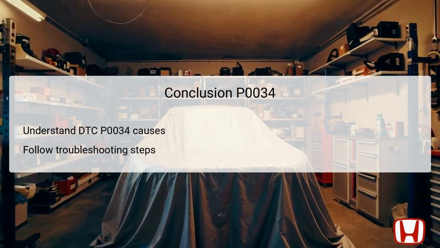To conclude, DTC P0034 relates to a low-voltage condition in the turbocharger bypass control solenoid valve circuit, indicating critical issues that can affect engine performance. Understanding the causes of this DTC, such as a faulty solenoid, damaged wiring, or a malfunctioning PCM, is essential for effective repair and maintenance. Following the structured troubleshooting steps allows technicians to pinpoint the exact issue systematically. Additionally, conducting preventive maintenance will minimize the likelihood of future occurrences.